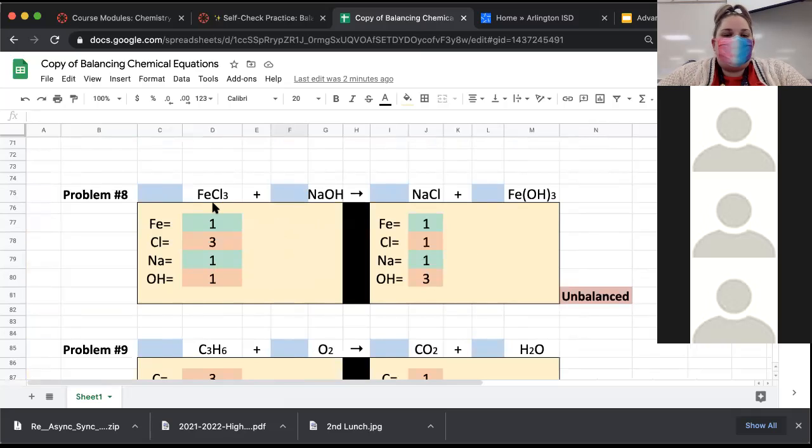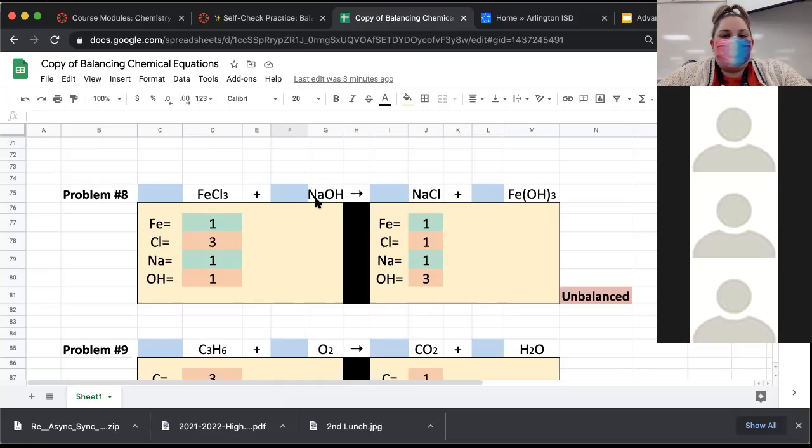So on this one, I have iron 3 chloride, FeCl3, and I'm reacting it with sodium hydroxide, NaOH. And then my products, I produce sodium chloride, NaCl, and I produce iron 3 hydroxide, Fe(OH)3. So for my initial count, I have 1 iron here because there's no subscript. There are 3 chlorines because it has a 3 subscript.